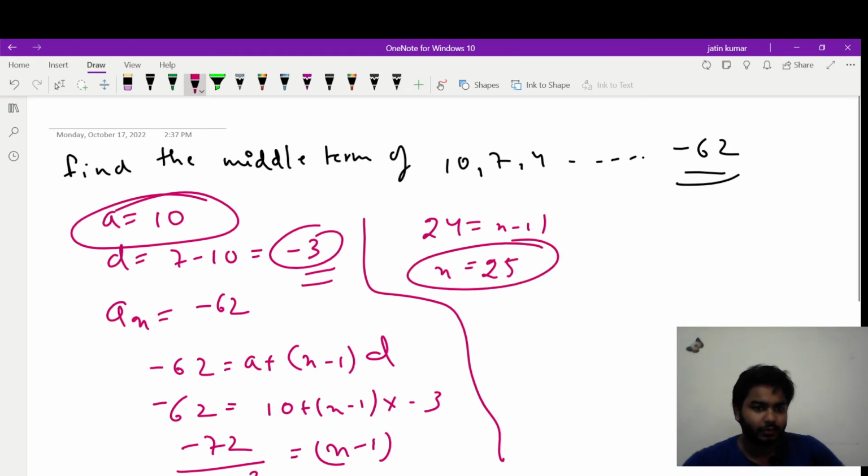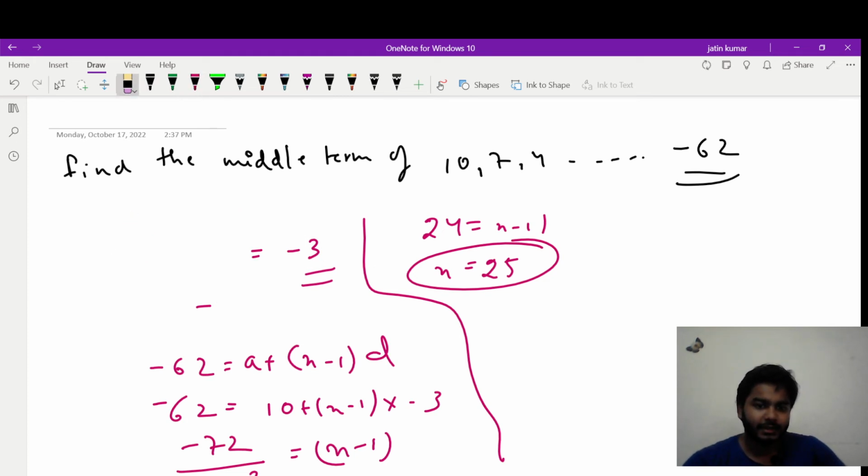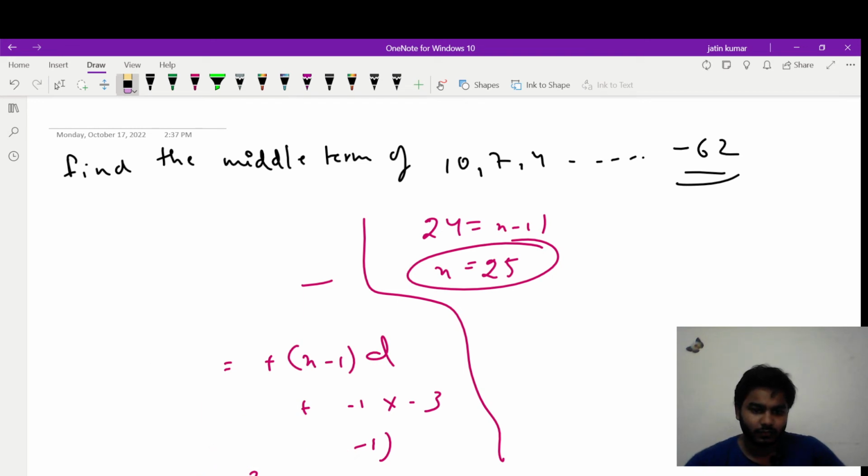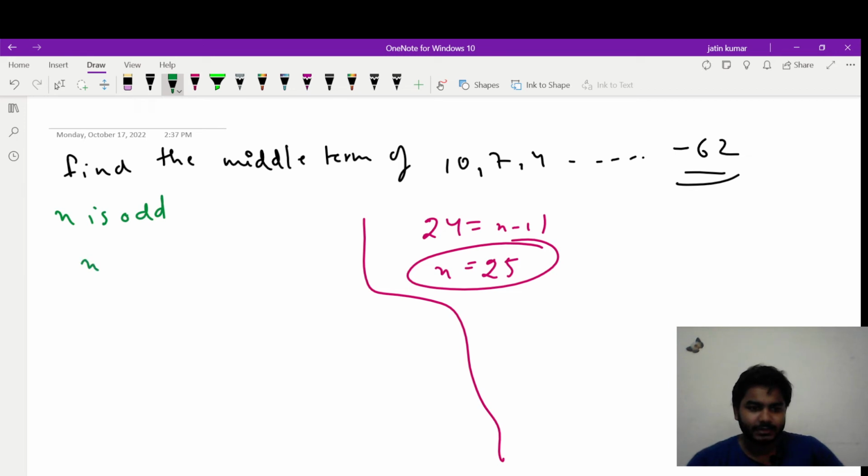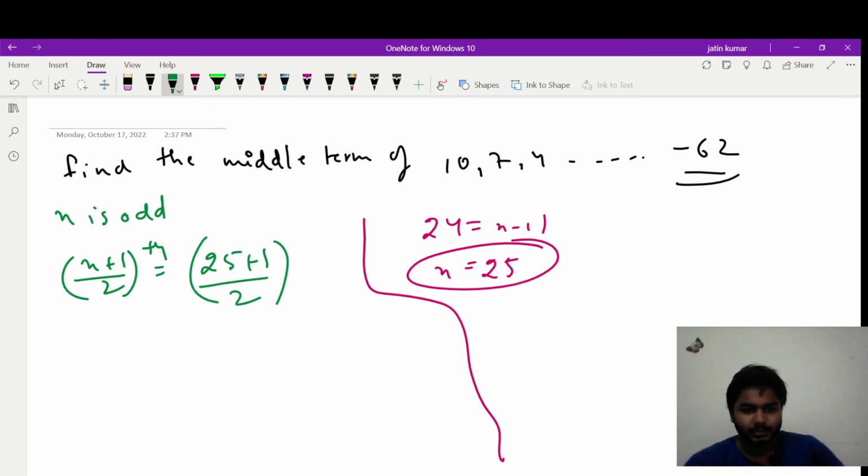Again we have got the value of n as odd. So when n is odd, we will put the formula of n plus 1 by 2. Now you put the formula. N is odd, n is 25, so the n plus 1 by 2th term. So 25 plus 1 by 2th term will be the middle term. So this will be the 13th term.